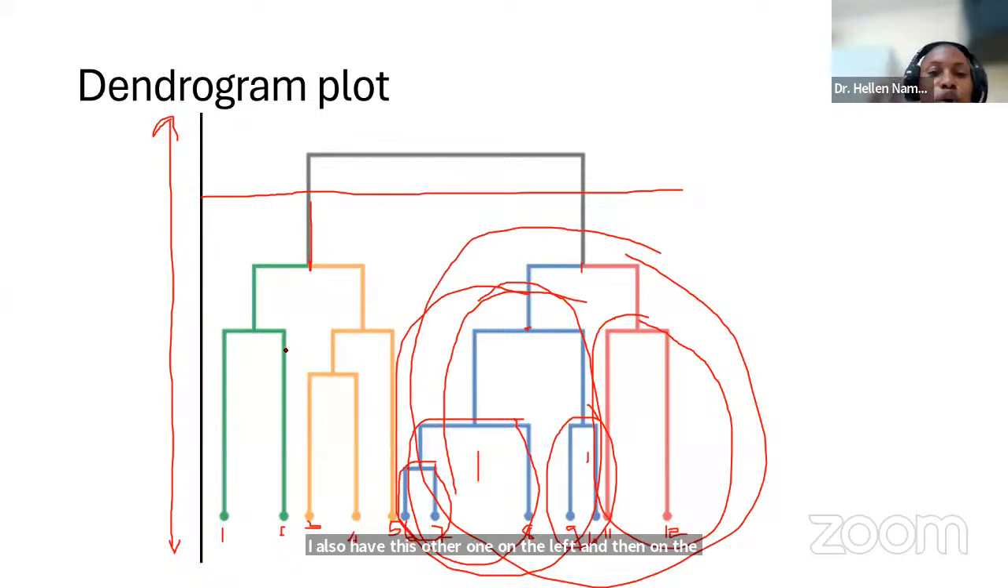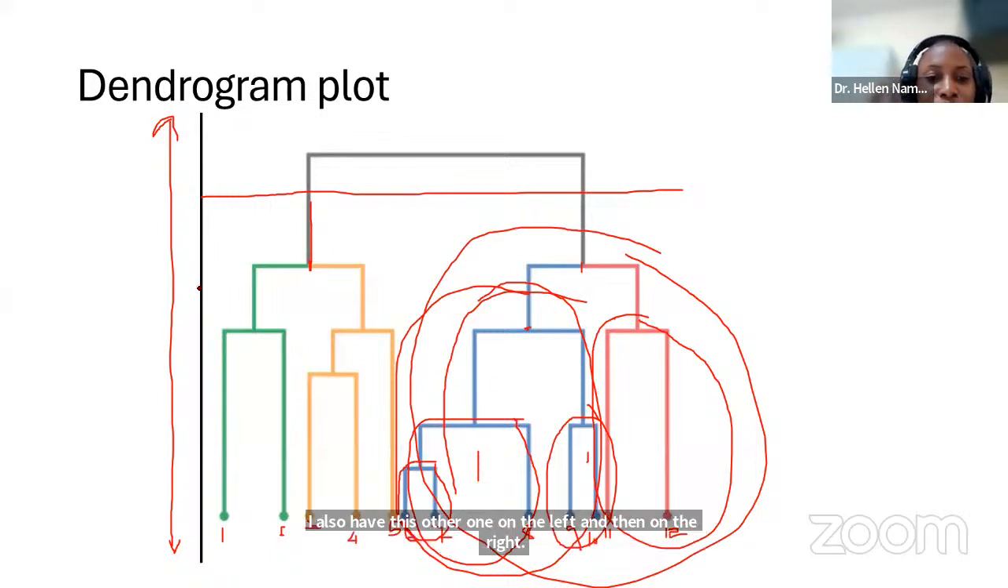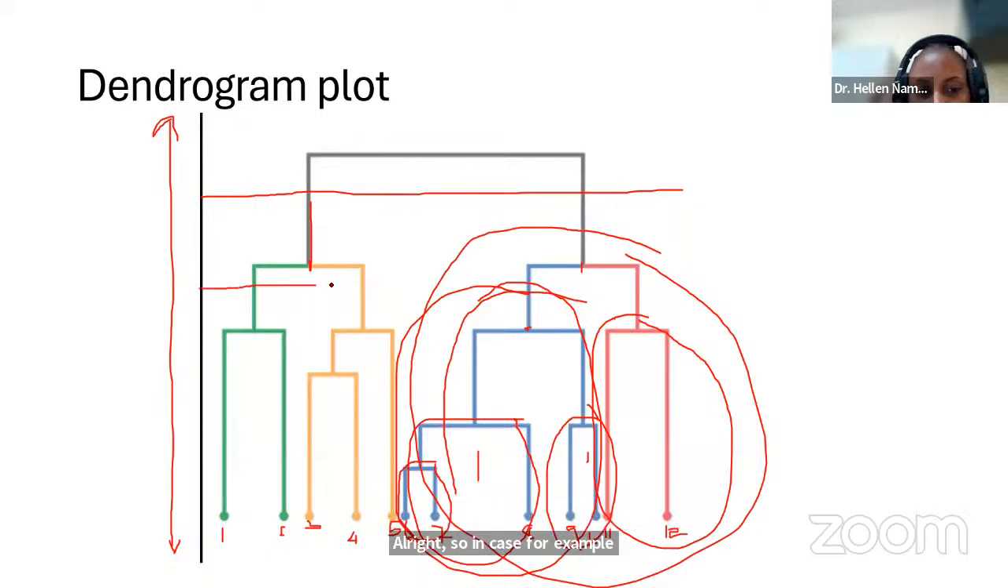All right. So in case, for example, I cut off from here, what is going to happen if I cut from that particular point? I'm going to remain with this cluster. The number of clusters are going to increase. I'll have 1, I'll have 2, I'll have 3, then I'll have 4. So that is how the dendrogram plot looks like, or can be illustrated.